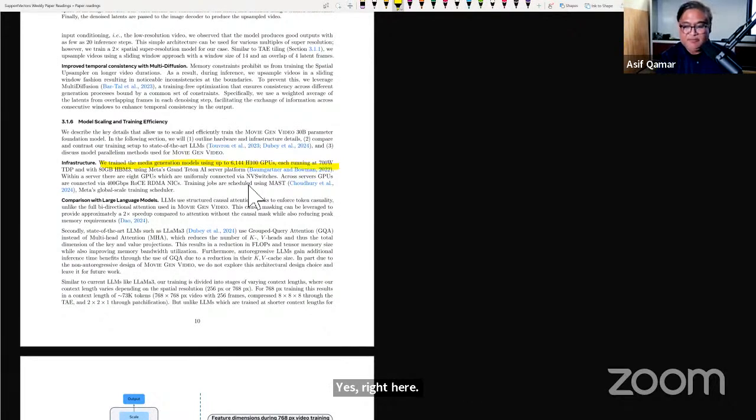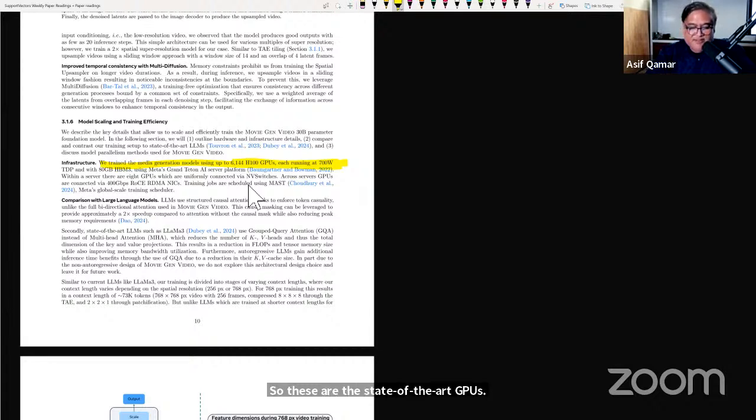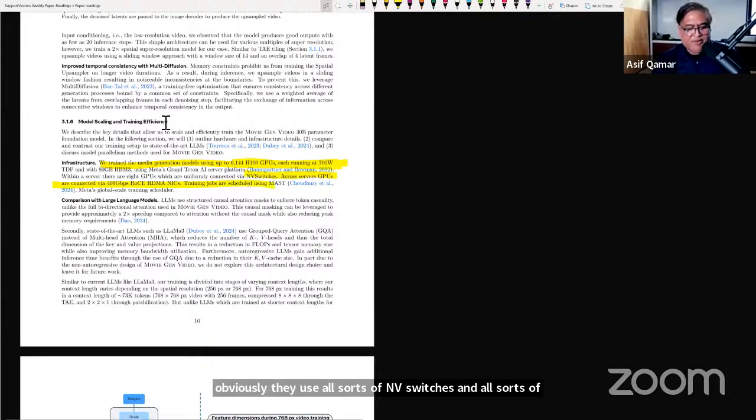We trained the media generation models using 6,144 H100s, right? Each running at 700 watts. This is your thermal envelope, with 80 GB memory. HBM stands for high bandwidth memory. So these are the state-of-the-art GPUs, and you're using 6,144 of them. And obviously, they use all sorts of NV switches and all sorts of optimizations. Nevertheless, they do all sorts of parallelizations.